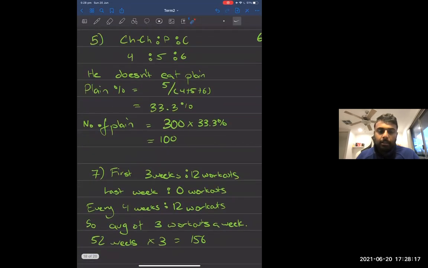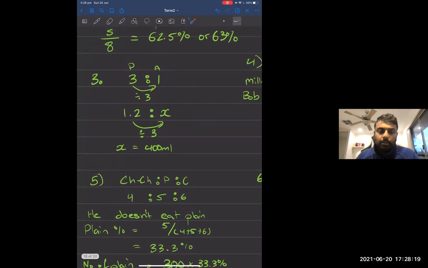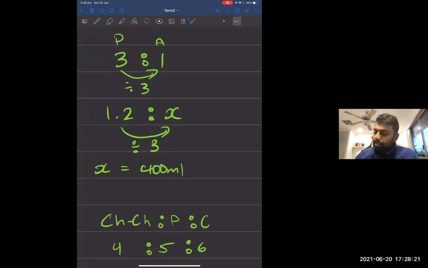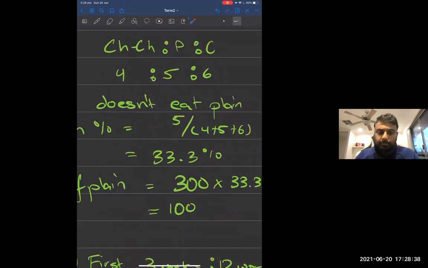Perfect. Wait, how do you get 400 milliliters? Oh, 1.2 divided by 3 is 0.4 liters, and there's 1,000 milliliters in 1 liter. So you just multiply this by 1,000 and you'll get 400 milliliters. Okay, thank you. You're welcome.